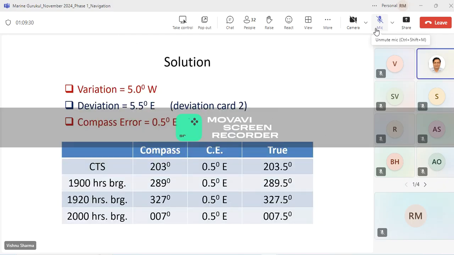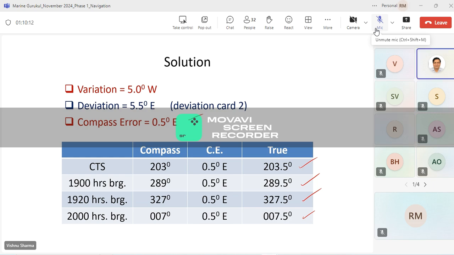Compass error is 0.5 degrees east. The true course is 203.5. These are the true bearings and courses. Am I right, guys? Why did you say 006.5, beta? I remember the last one you said 006.5. Error east, compass least. So true will be more. Yes or no? I don't remember the other ones, but I remember definitely the last one. If I remember correctly, you said 006.5, right? Which is wrong, beta. Yeah, so don't make these mistakes.